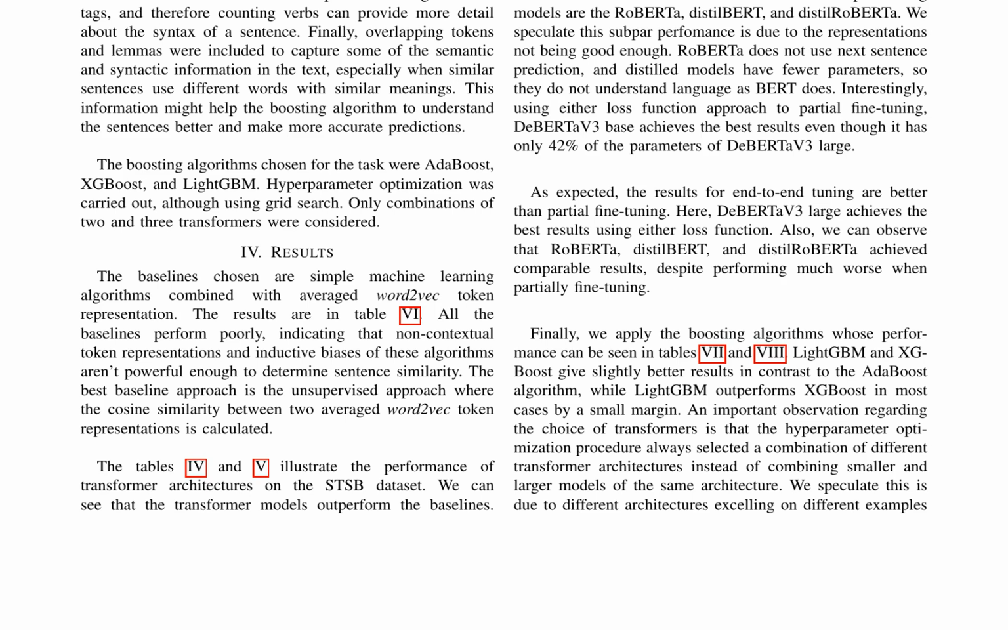The authors explain that the inclusion of certain features, such as verb counts, overlapping tokens, and lemmas, helps capture semantic and syntactic information in the text, which in turn improves the performance of the boosting algorithms. The choice of transformers is also discussed, with the hyperparameter optimization procedure selecting a combination of different transformer architectures rather than combining smaller and larger models of the same architecture. This is attributed to different architectures excelling on different examples.